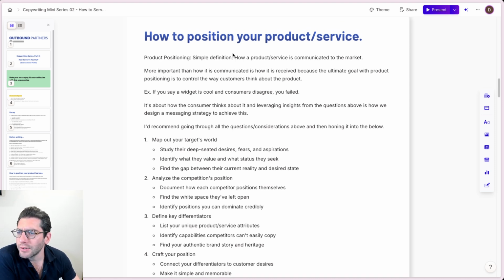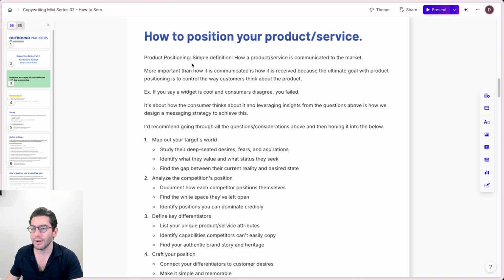Okay, so how to position your products and services. Product positioning. The simple definition is how a product or service is communicated to the market. But more important than that is, okay, this is an interesting concept: more important than how it is communicated is how it is received, because the ultimate goal with product positioning is to control the way a customer thinks about the product.